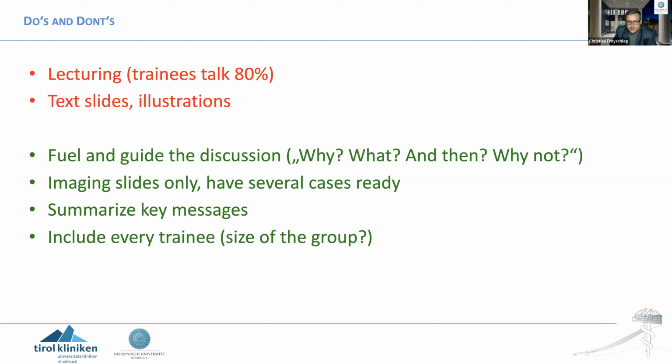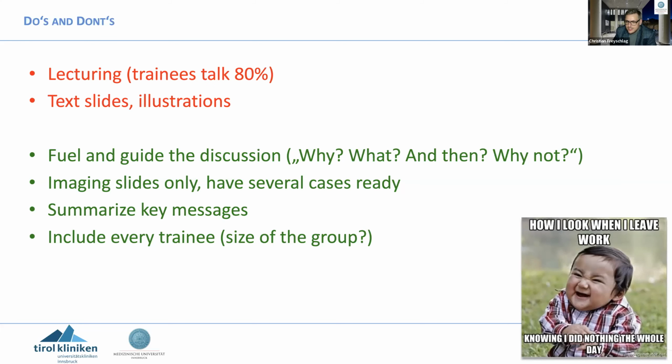But in smaller groups, you should actually point a finger, or whatever you like, at a person and say, what do you think? What's your solution to that? So the trainees or residents should not go out having done nothing the whole day.